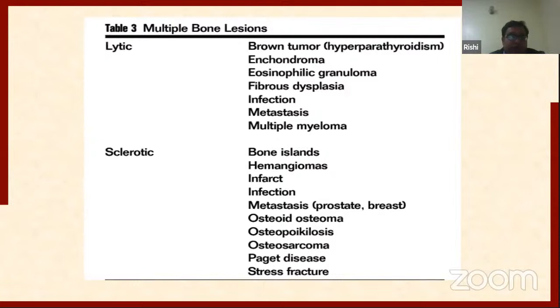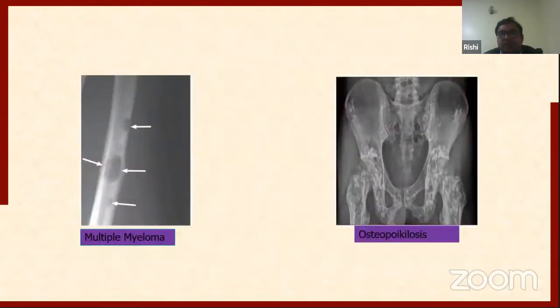In the young, eosinophilic granuloma has to be considered, and conditions such as fibrous dysplasia, eosinophilic granuloma and enchondroma are also polyostotic conditions that need to be considered. This was covered nicely in Dr. Janith's presentation. So these are multiple punched out lytic lesions in a case of multiple myeloma.